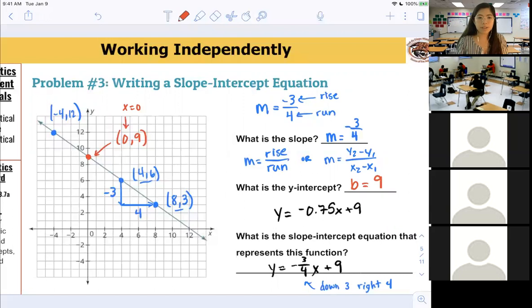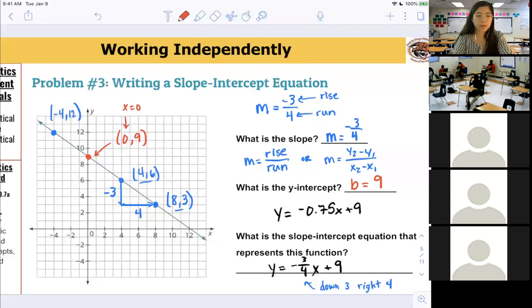And then for the y-intercept, I had to look at where my line is crossing the y-axis. And I was able to find that that was at the 9. So my y-intercept was b equals 9. And my final answer was y equals negative 3/4 x plus 9.